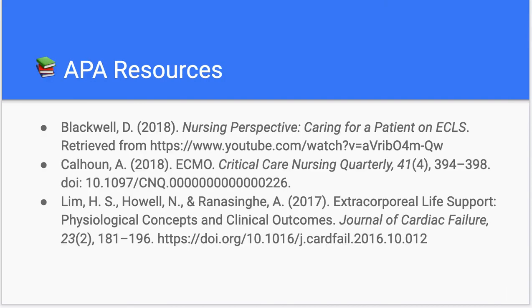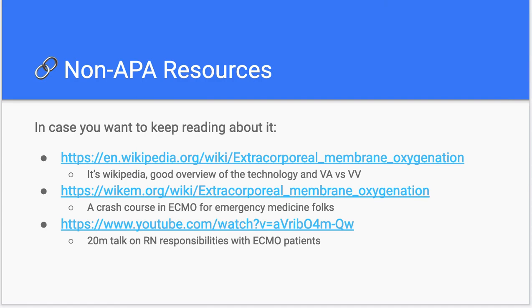I have my APA resources listed, and I also threw in an extra slide at the end in case you want to keep reading about it. The Wikipedia article is really useful. There's also a great site that everybody should know about. It's called WikEM. It's basically like a Wikipedia for emergency medicine, geared to be crash courses on things. If you're working in the emergency department, you don't have time to get a PhD in all these different things. You can just look something up quickly. They have a pretty good article on ECMO.